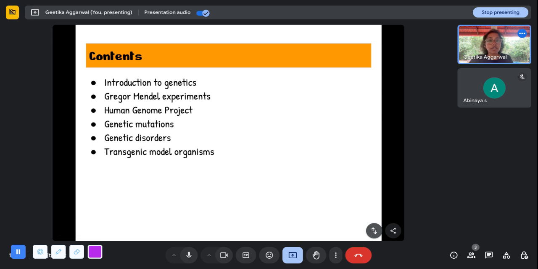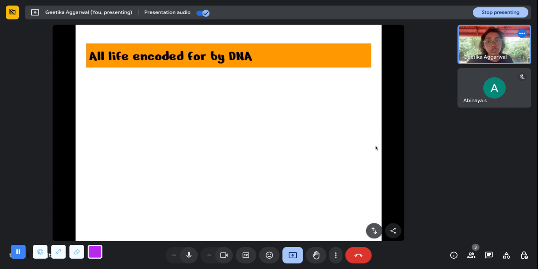Hi, so today is the fifth tutorial of this course, I Think Biology. I was just saying that the contents covered during this week were mostly about genetics, and they talked a little bit about the experiments conducted by Gregor Mendel and how they helped with understanding how inheritance happens and how traits are taken up from the parents to the progeny. Then they discussed the Human Genome Project and how the human genome was sequenced, genetic mutations, genetic disorders, and transgenic model organisms and how they are used in research.